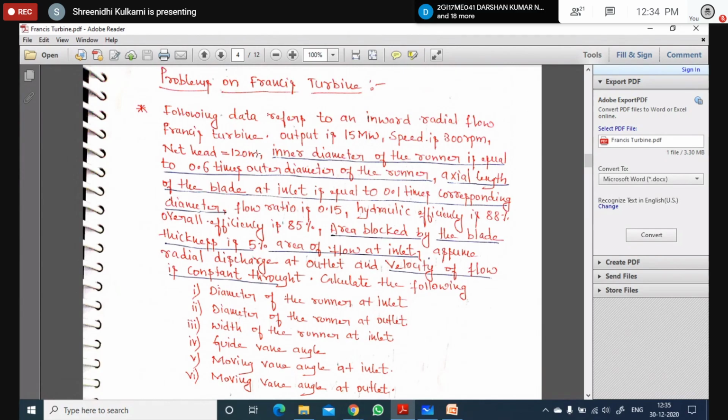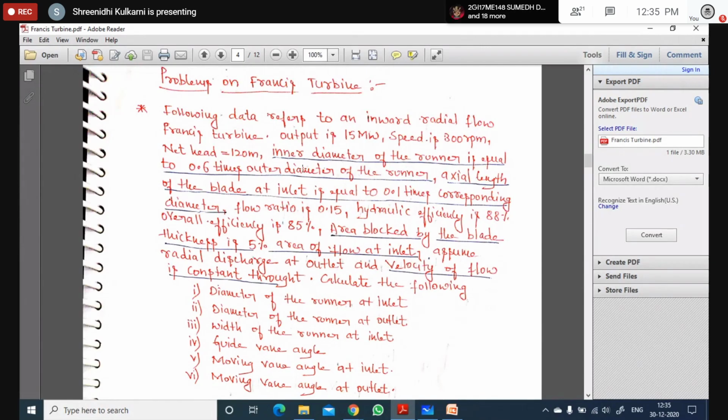So output is 15 megawatts. They have given the power. Output is 15 megawatts and speed is 300 rpm, so that is N. And net head, so H is 120 meters. And here you can see inner diameter of the runner is equal to 0.6 times outer diameter of the runner.